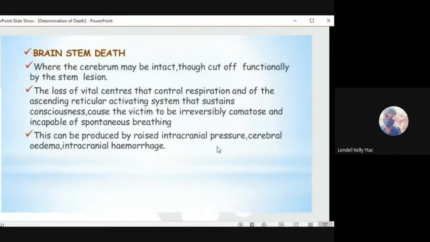So, let's proceed with brainstem death. Now, where the cerebrum may be intact. Pasabot sa intact, guys, no? It means untouched siya. There's no damage, no? The function is still the same. Through cut-off of functionality by the brain lesion. So, most likely, brainstem injury, it could be because of vehicular accident. Yung mahilig mag-motorcycle dyan na hindi mag-helmet, no? Or magsakay ng sasakyan na without using the seat belts, or what else?